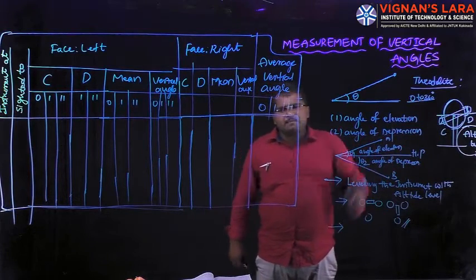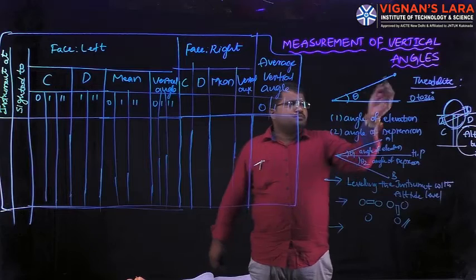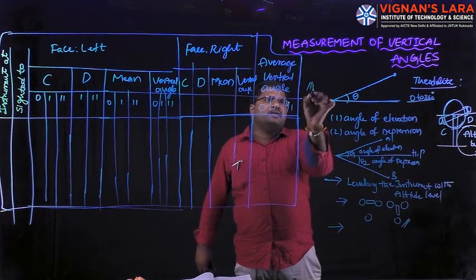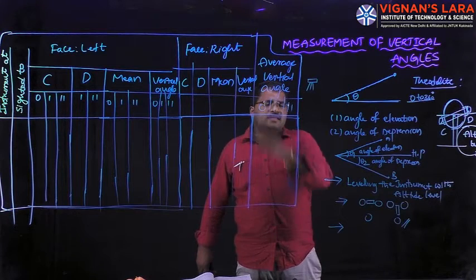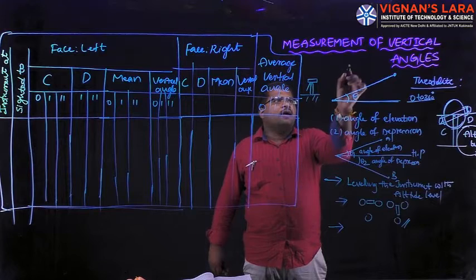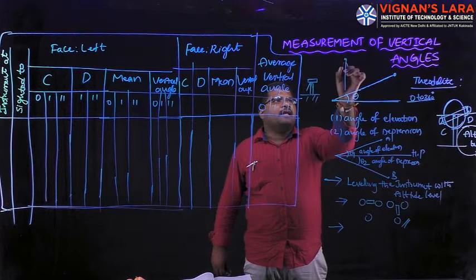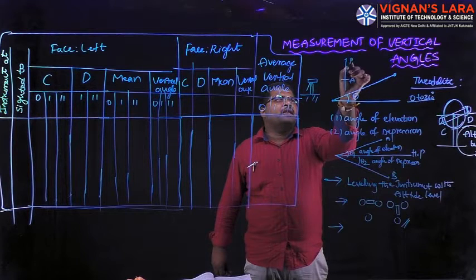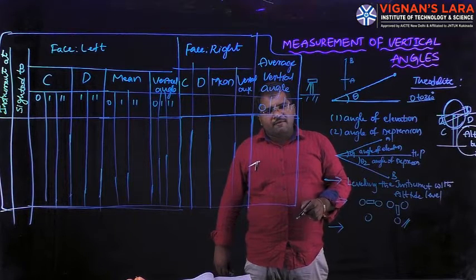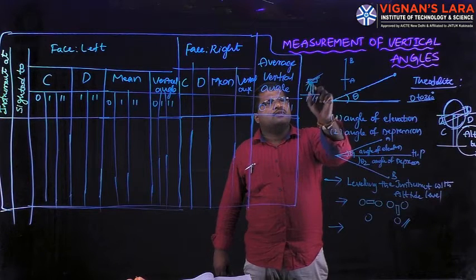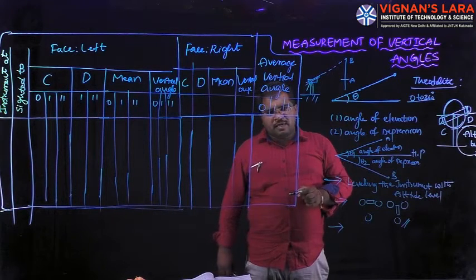Once the leveling is finished, we need to rotate the telescope. Suppose my instrument is here at some particular height, and this is the tripod I kept here. I want to find the vertical angle from here, from point A to B. First I will turn this telescope towards B and sight.